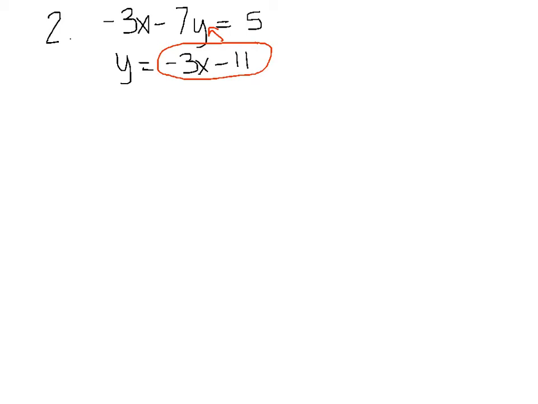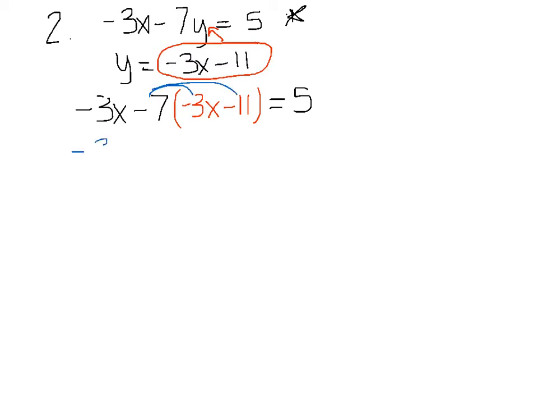So I'm going to write the original equation up here on top, except I'm going to change the y part. So I'm going to write negative 7 times... negative 3x minus 7, but instead of writing the letter y, I'm going to write this substitution thing, negative 3x minus 11, and then I'll finish out my equation equals 5. So what I'm going to do to solve is I'm going to distribute the negative 7.